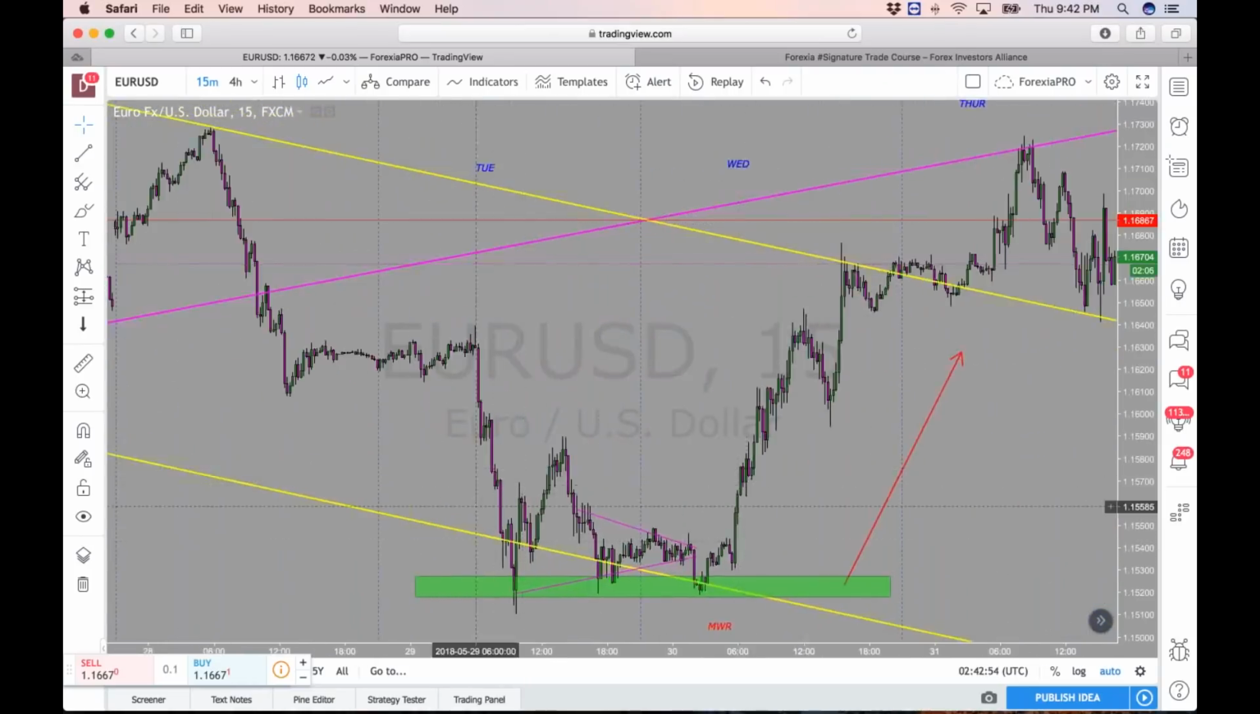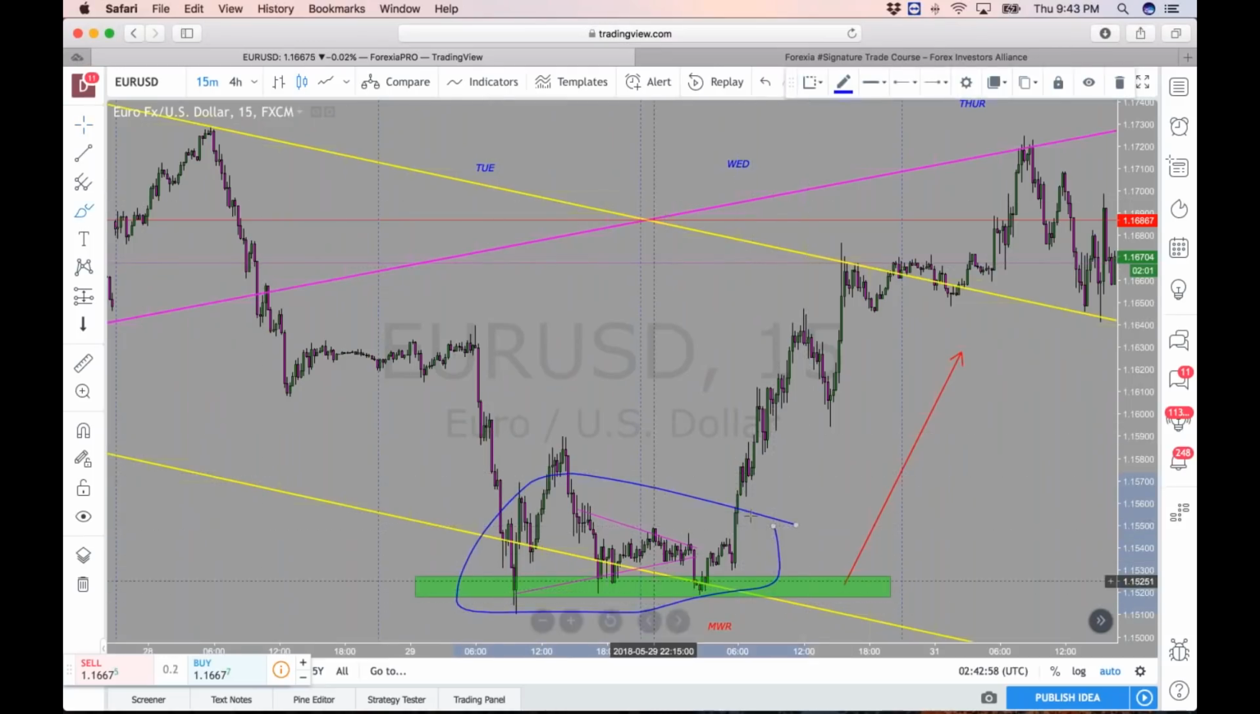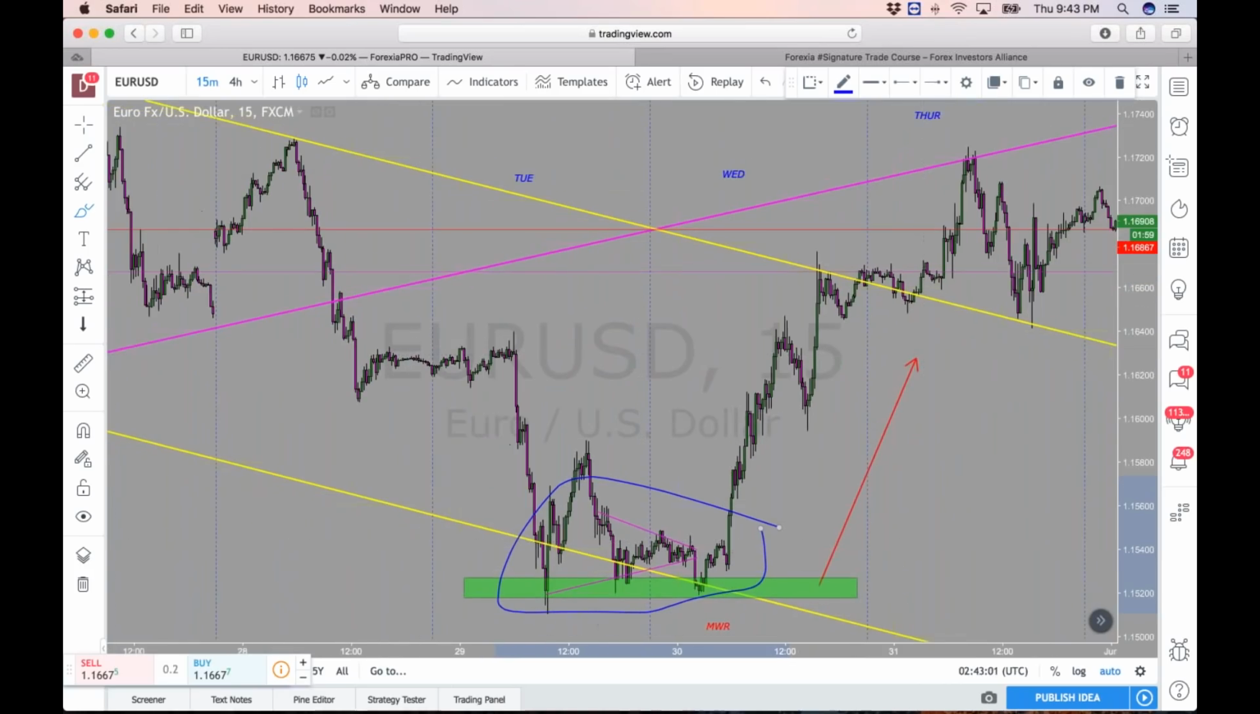What is this, you guys? Once again, midweek reversal, SignatureTrade.